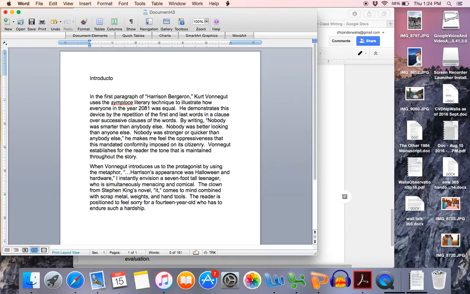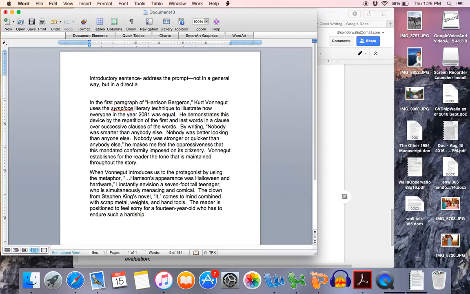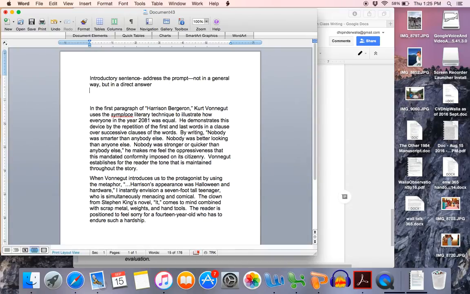So just for your own note, an introductory sentence should address the prompt, not in a general way, but in a direct answer. If the prompt asks you to identify two literary devices that are being used in Harrison Bergeron, your introductory sentence should identify those two literary techniques. If the prompt is asking whether or not you agree or disagree with an article written by Ben Carson, your introductory sentence should say explicitly whether you agree or disagree. General introductory sentences that really just handhold and ease the reader into your overall paper are better left for the traditional college research paper, not for an exam response.